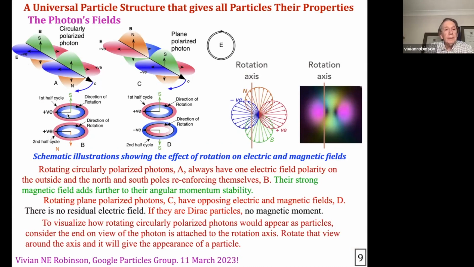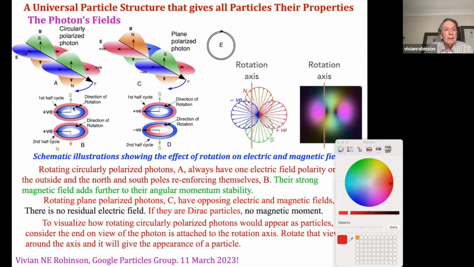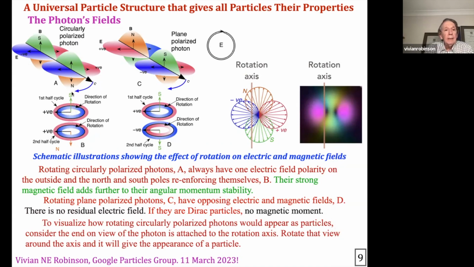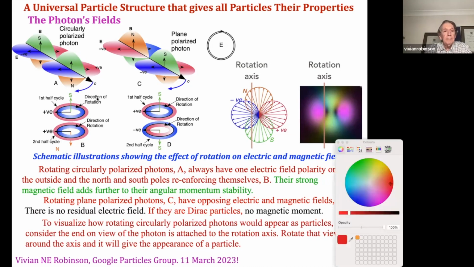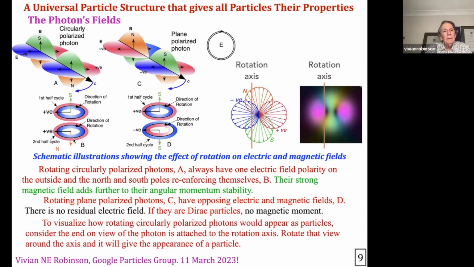You'll have the south magnetic pole, in this case, pointing upwards in the first half, and the north pole pointing southward in the second half. But the north pole pointing south is the same as the south pole pointing north, and that's what makes the magnetic fields reinforce each other.